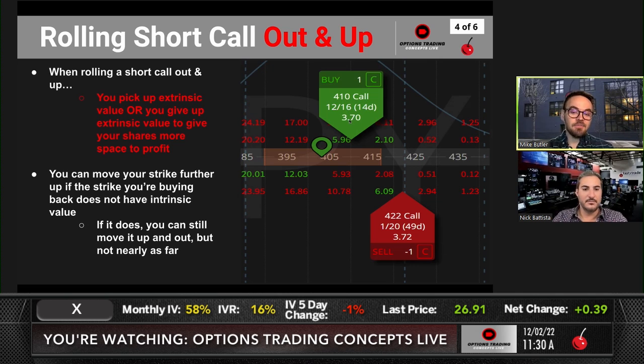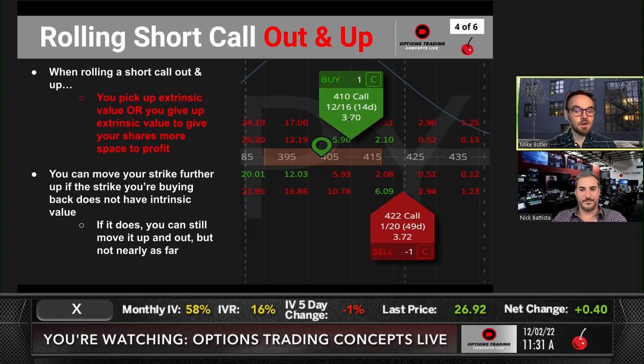So if I were to have made this move, buying this back for $370, rolling it out to January and up to $422 for $372, this is technically a net credit of 2 cents. So what does this do? It means that I now have a $422 short call against my 100 shares instead of a $410, and my net credit overall is $1.02. That's it. So I don't care that I booked a $270 loss on this call because, again, the trade is not done. It's not over.